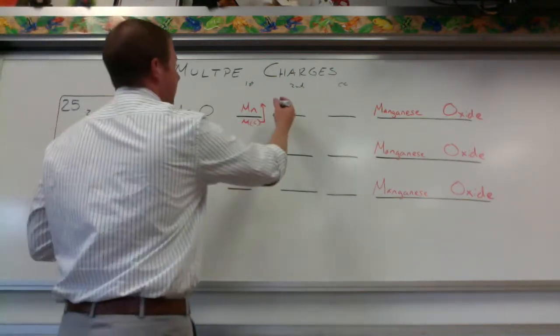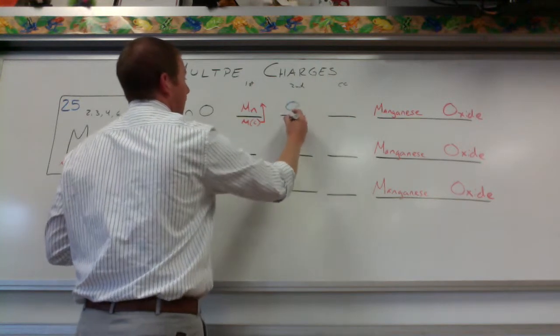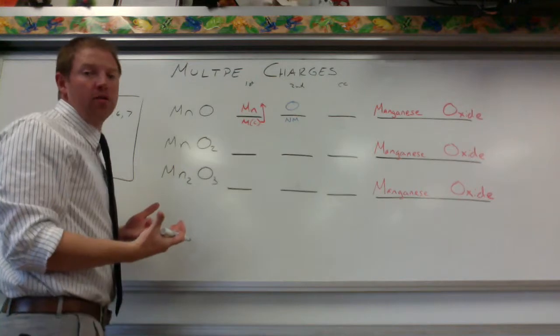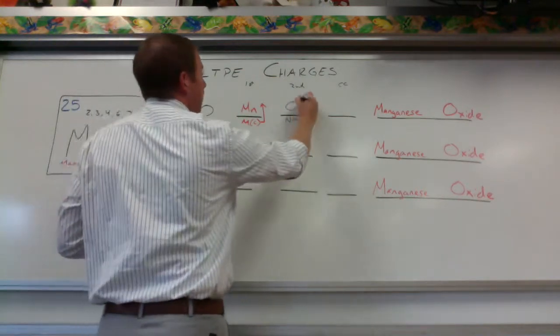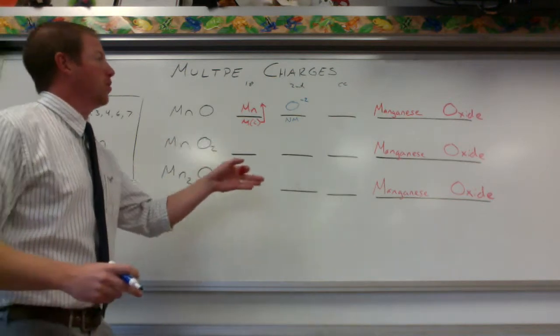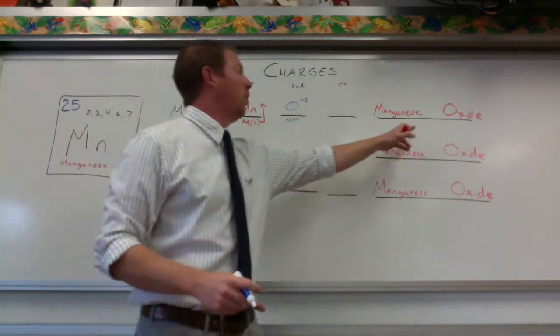The second element is oxygen. That's a nonmetal, so I put an N and an M down here. And I already know oxygen's charge. The nonmetal charges aren't going to change. Oxygen is always a -2. Now, how do I figure out the common charge? How do I figure out the charge of manganese? And what do I put over here?